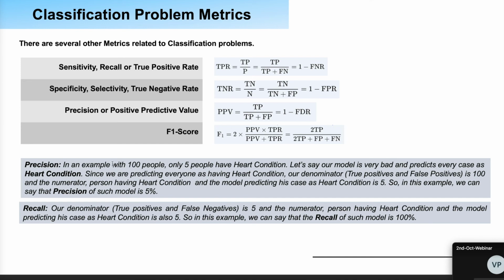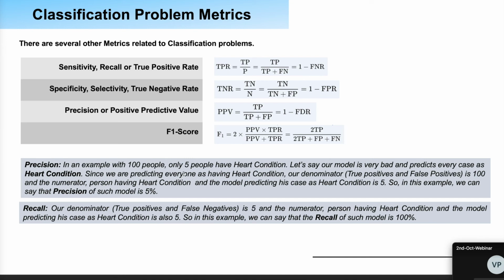Now let's take these two examples. We have a case where a clinic is diagnosing 100 patients, and they found that 5 out of those 100 people have a heart condition. Now they are feeding this into a classification model to see how it performs. Let's say our model is very bad and predicts every case as heart condition. So for all of these 100 people, it says 1. Having heart condition is 1, not having heart condition is 0.